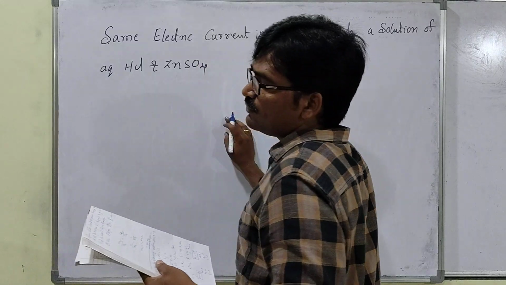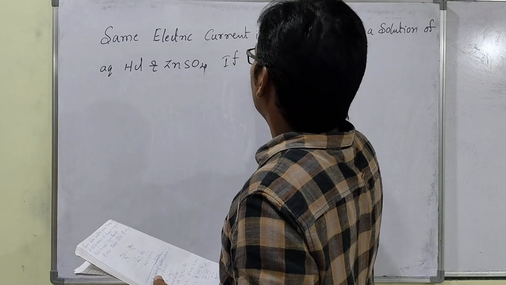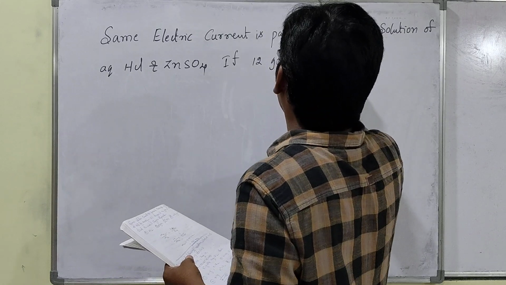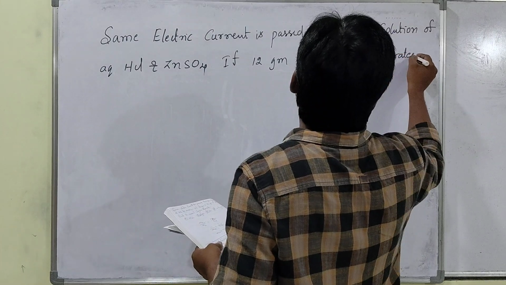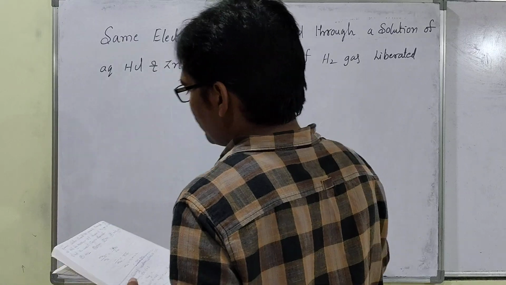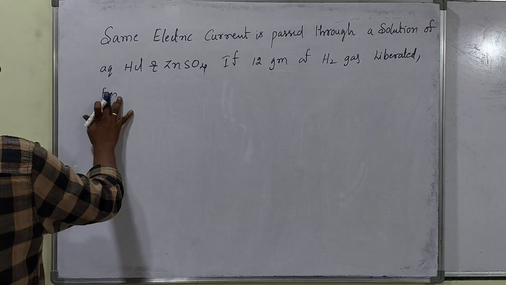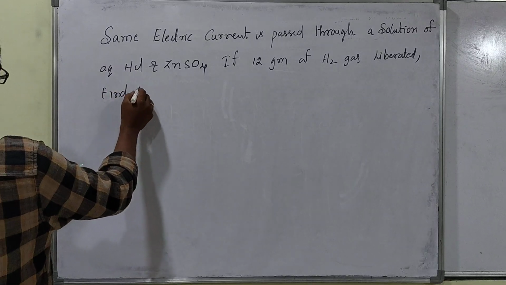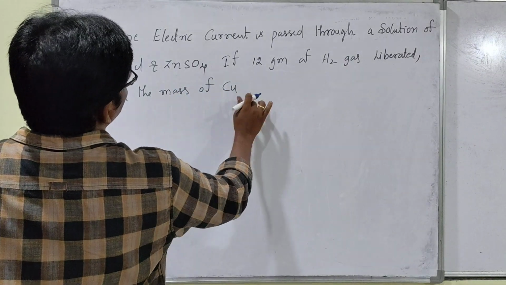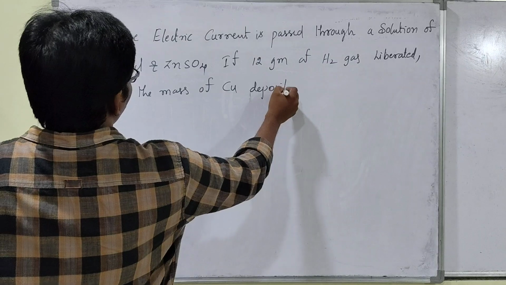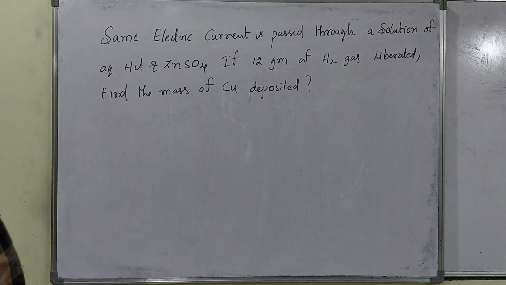If 12 grams of H2 gas is liberated, find the mass of copper deposited. That is the question. Clear, my dear students?